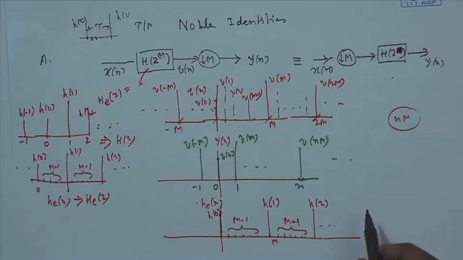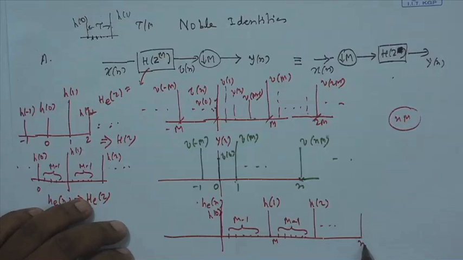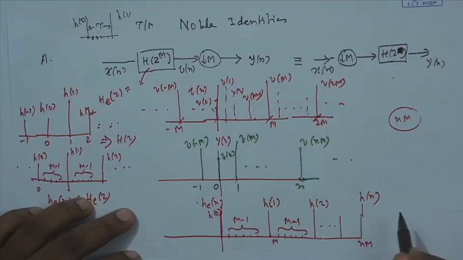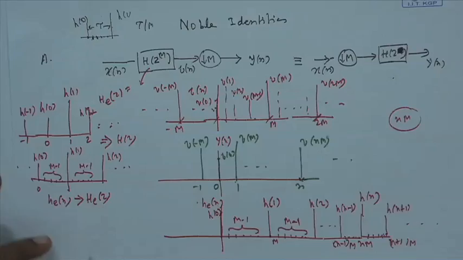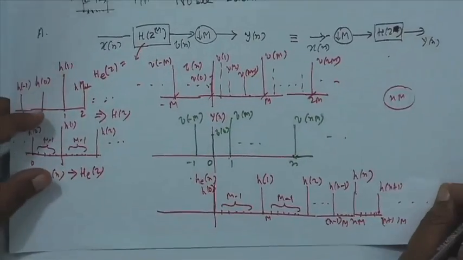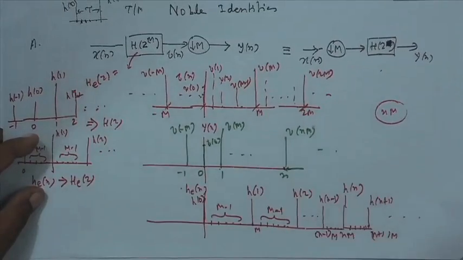In general, the nth M will be h[n], (n minus 1)M will be h[n minus 1], (n plus 1)M will be h[n plus 1]. So, there are zeros in between, all M minus 1 zeros. This is the expanded version. With this I have to convolve x[n].